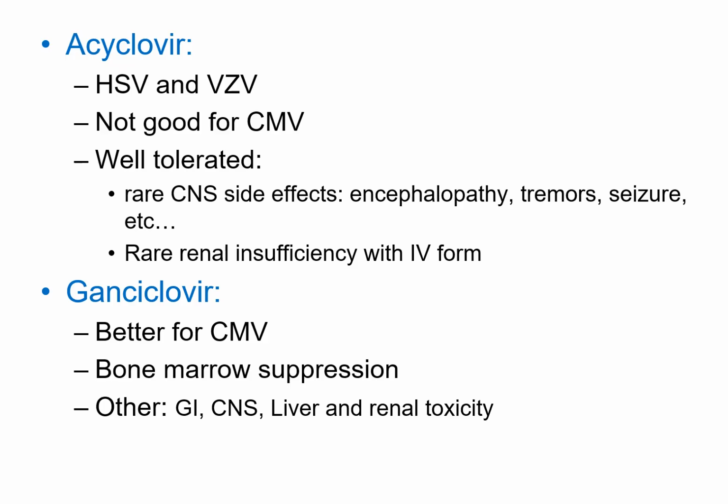We use those for HSV, VZV, and CMV. However, ganciclovir is better for CMV. Acyclovir is not good for CMV. Acyclovir has lesser toxicity. Rarely we have CNS side effects like encephalopathy, tremor, seizures, and rarely we have renal insufficiency, especially if we use the IV form. There are several forms, by the way, and also there are creams. You probably are aware of the Zovirax cream that we put sometimes on our lips. Ganciclovir is associated with bone marrow suppression, so it's more toxic, and GI, CNS, liver, and renal toxicity.